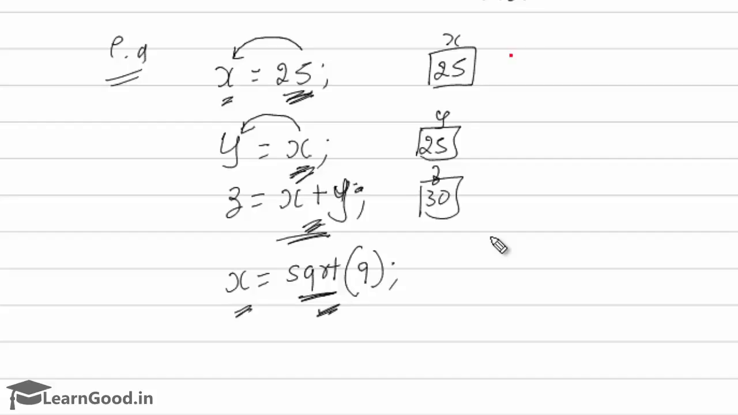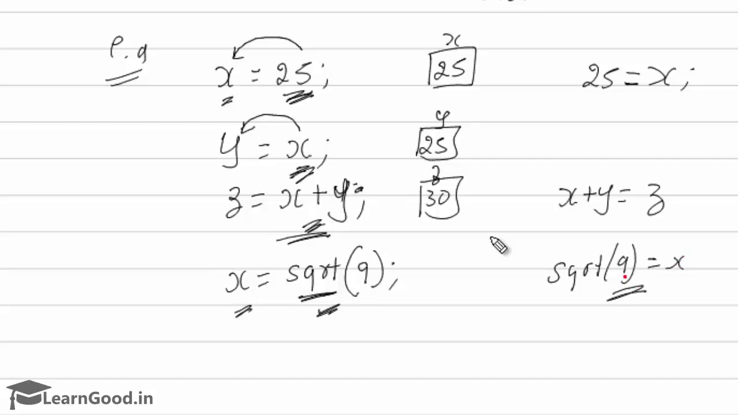But vice versa is not possible. If you try to give 25 equals x, this is going to be a compile time error. The compiler will raise an error. You cannot give x plus y on the left side and z on the right side; this also raises an error. And if you give sqrt of 9 equals x, this also will raise an error. So this is about the equal to assignment operator.